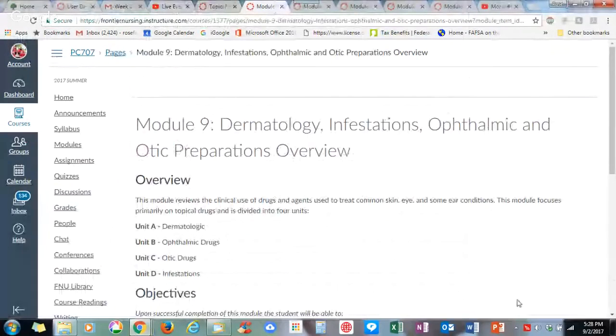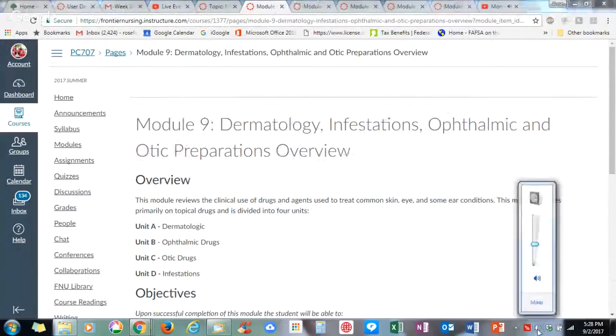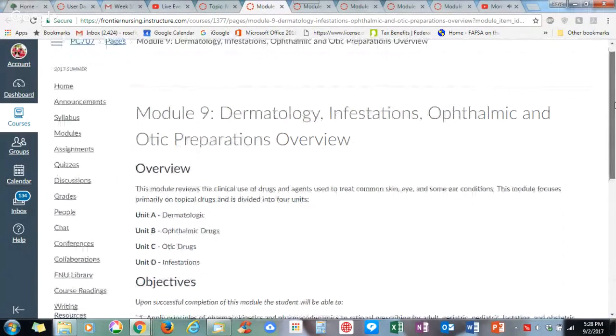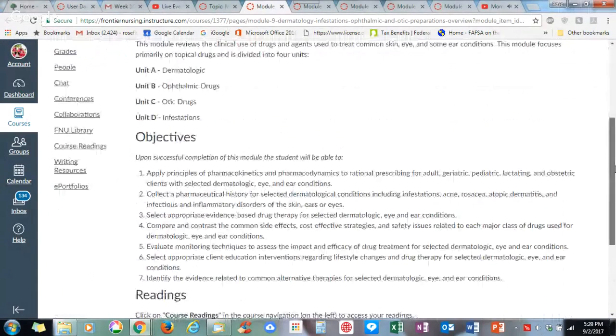Module 9, Dermatology, Infestations, Ophthalmic, and Otic Preparations Overview. This module reviews the clinical use of drugs and agents used to treat common skin, eye, and ear conditions. This module focuses primarily on topical drugs divided into 4 units: A, dermatologic; B, ophthalmic drugs; C, otic drugs; D, infestations.